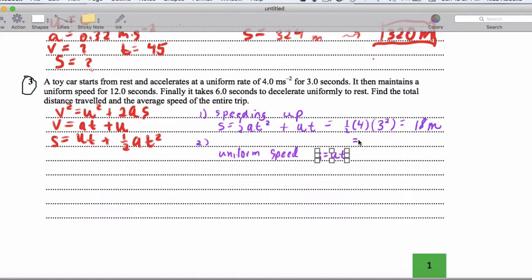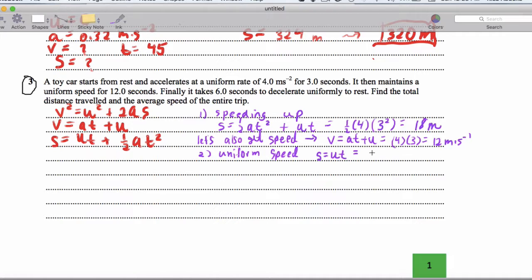I'm just going to move this all down here and simply say let's use the equations in part 1 to get the speed. So we're going to say V is AT plus U. In this case, when we plug in, it's 4 meters per second squared times 3, which is 12 meters per second. So the uniform speed that we use in part 2, we've accelerated to 12 meters per second, and we can actually use that in this formula here.